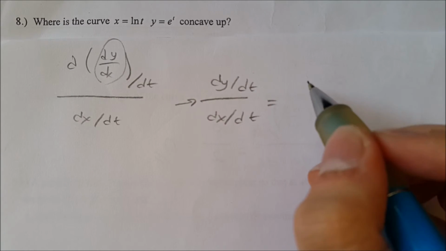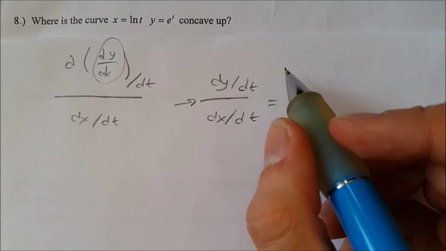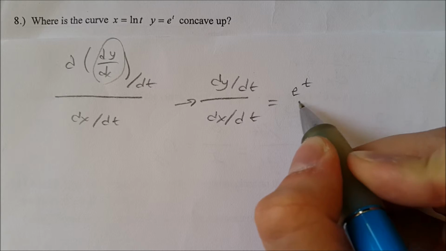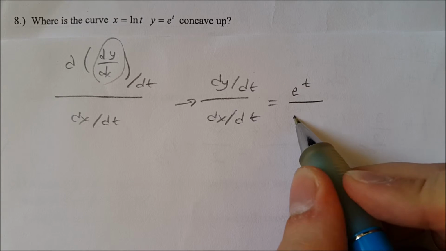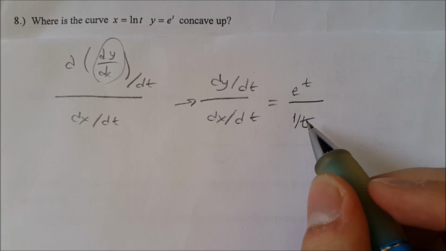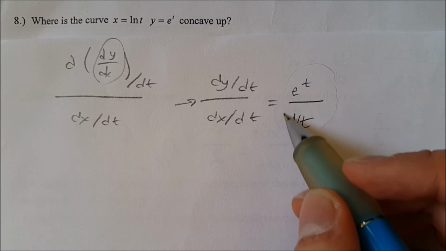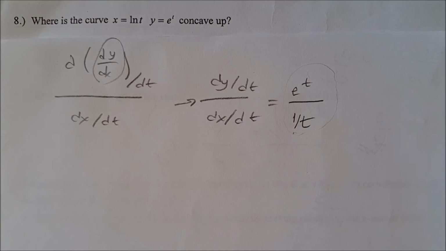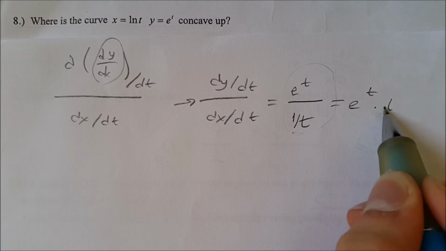And then we need to find its value. So dy over dt is, in this case, e to the power of t. And then x's derivative is 1 over t. So this is the first derivative. And then if we take the derivative of this, it is equal to e to the power t times t.